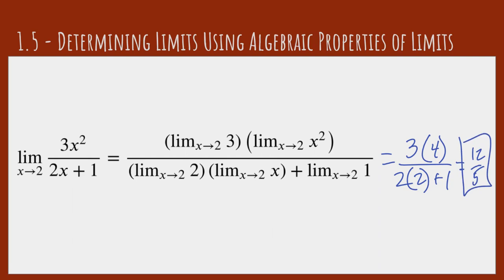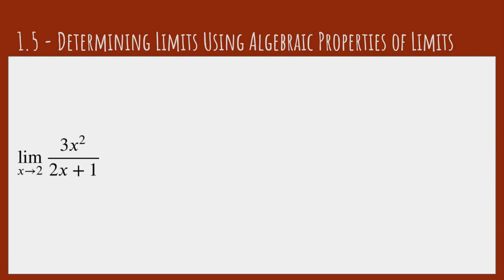So in reality, if we have this limit here, we go straight to the work that I just wrote down there. We're using what we call direct substitution here and just taking the 2 and plugging it in for x. We can do that because this is a continuous function, at least around x equals 2. So we can just plug 2 in and we get 3 times 4 over 2 times 2 plus 1, and we evaluate from there.